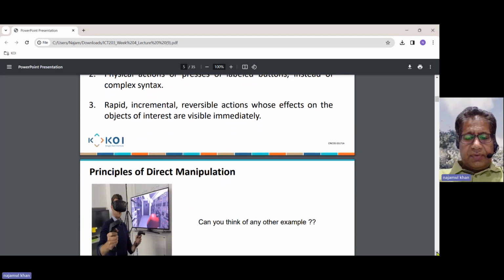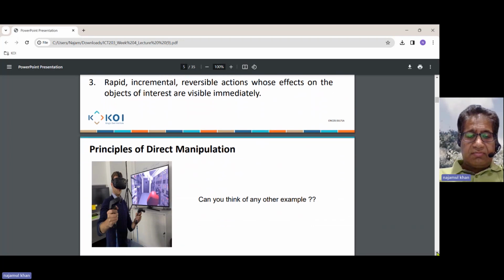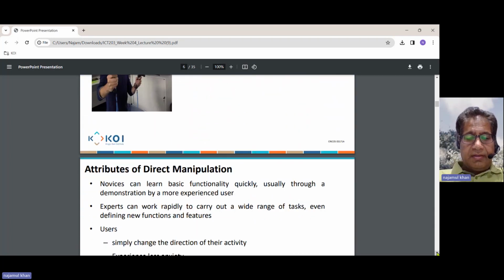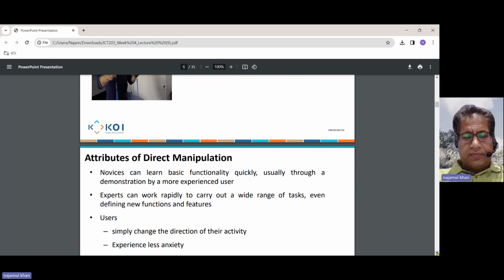Okay, for example, can you think of any other example here? You can see somebody playing a computer game, wearing goggles. Imagine that. Here you require response, you require speed, we're talking about action, so it's also important. Anyway, we keep moving to our slides further.